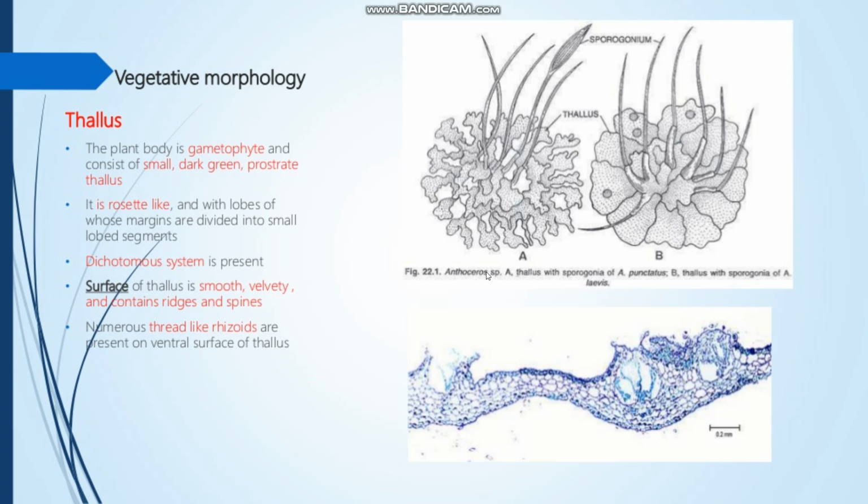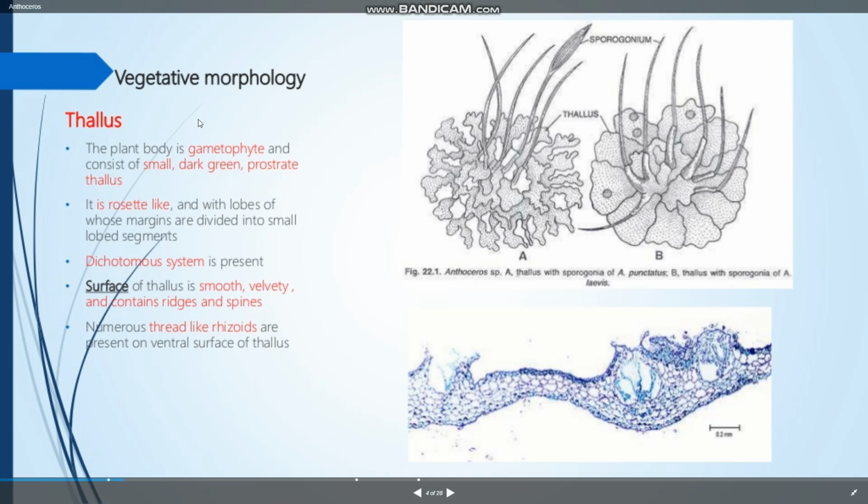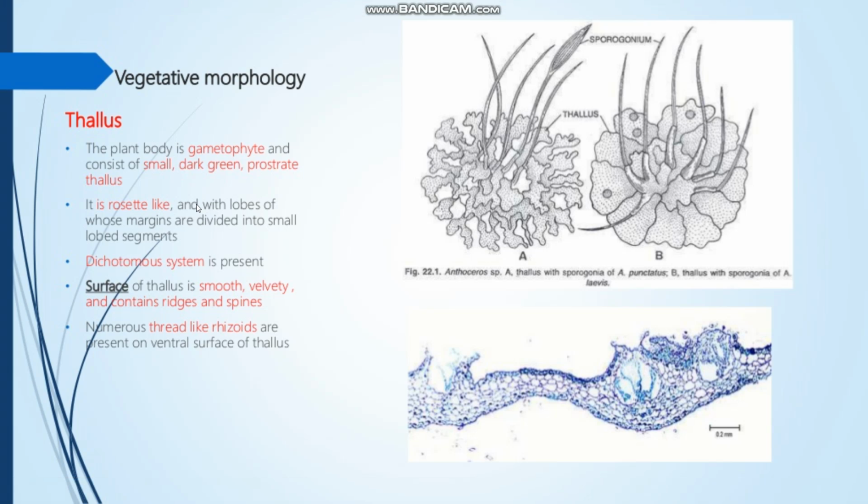Vegetative morphology. The plant body is a gametophyte and consists of a small, dark green, prostrate thallus. It is rosette-like, with lobes whose margins are divided into small lobed segments. A dichotomous system is present. The surface of the thallus is smooth, velvety, and contains ridges and spines. Numerous thread-like rhizoids are present on the ventral surface of the thallus.